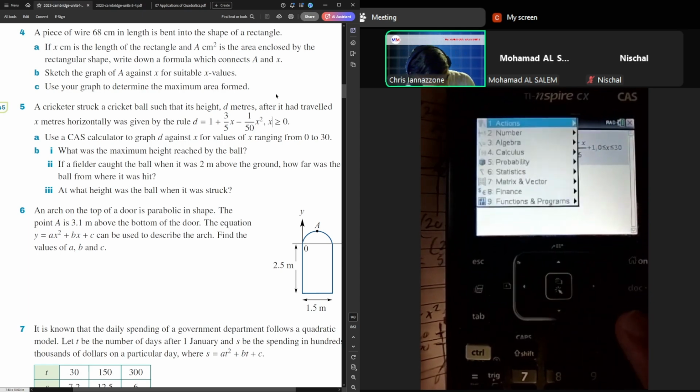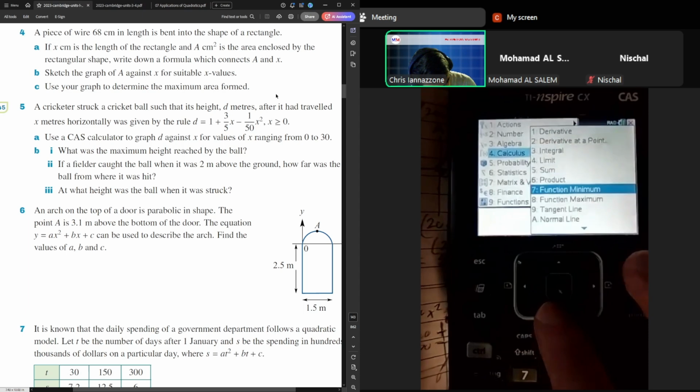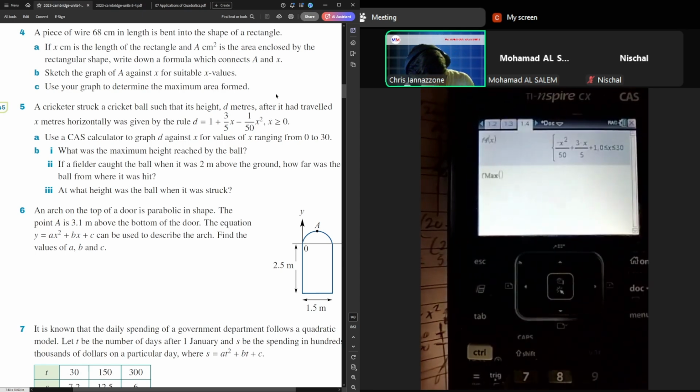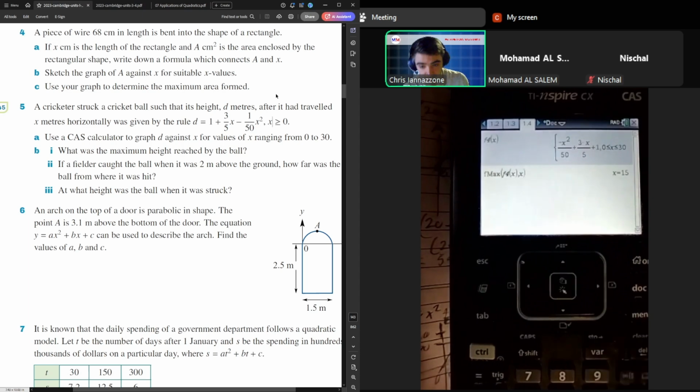There is a CAS tool in here that will show you the maximum of any function. I believe it's under the calculus menu, and it's here, function maximum. So my recommendation is to use this instead because this will give you the exact values. You click that, you put your function into it, you say comma x, and that will give you the x value for which there is a maximum. In this case, it is x equals 15. We did see that before, but this is more so if you had like a root answer instead. The CAS graphing tool wouldn't show you that.